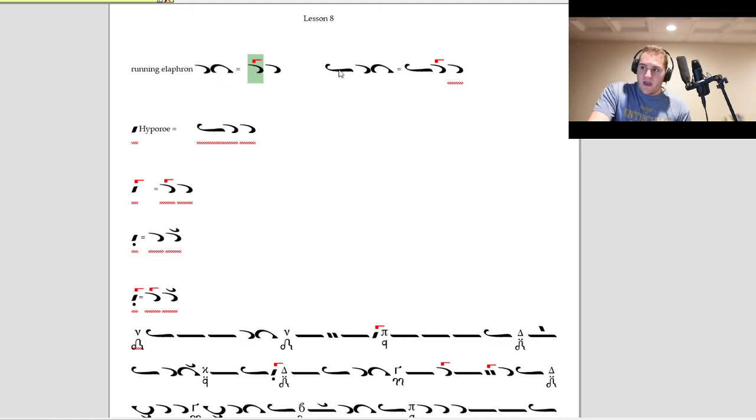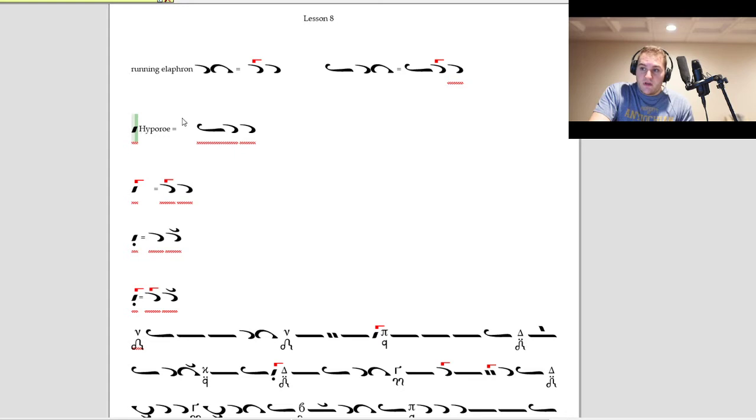So for example, here I have an ison and one running elaphron, which is equal to two apostrophe. So if you look at this, vupani. So this is essentially just two apostrophe, and the first one gets a gorgon, meaning that the note that it's on and the note before it, so this note and this note, are going to become half a beat. So one more time, vupani, half whole, half whole. Right? Not too difficult to understand.